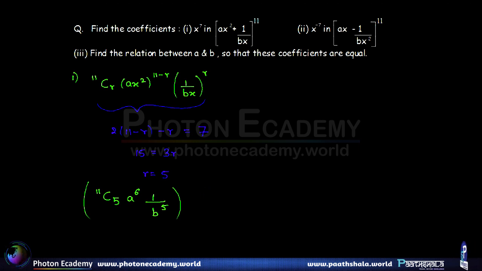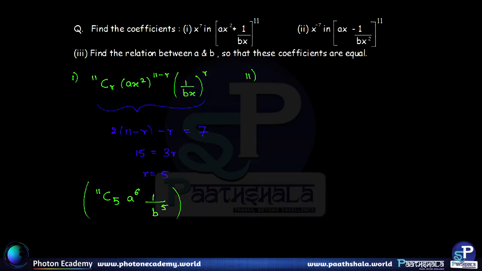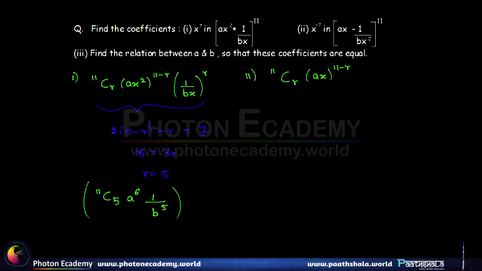Now moving on to the second part of the sum. It's basically the same thing. We have to do the same thing again. So let's write the rth term. It is again 11 choose r, and then (ax) raised to 11 minus r, and (minus 1 upon bx²) raised to r.